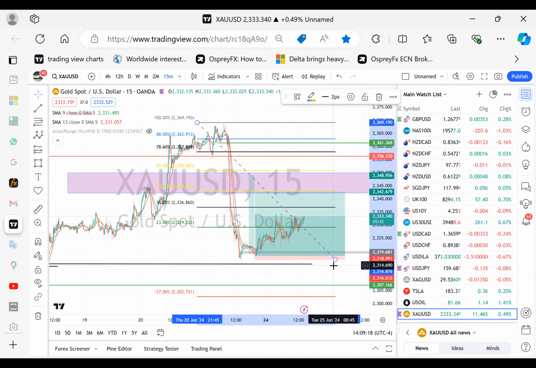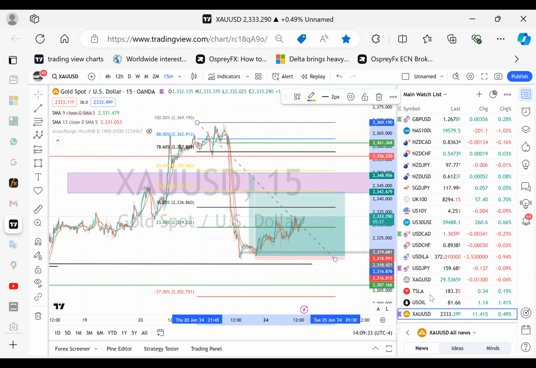All I try to stress to you guys is you have to be consistent. The consistency is what's going to give you wins, is what's going to pay you. So that's the gold setup. That is the gold setup.